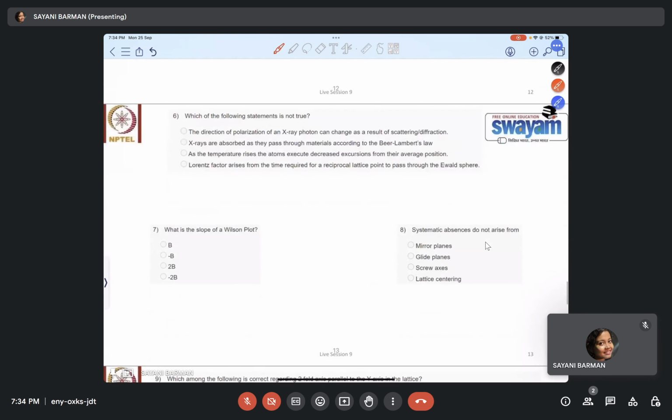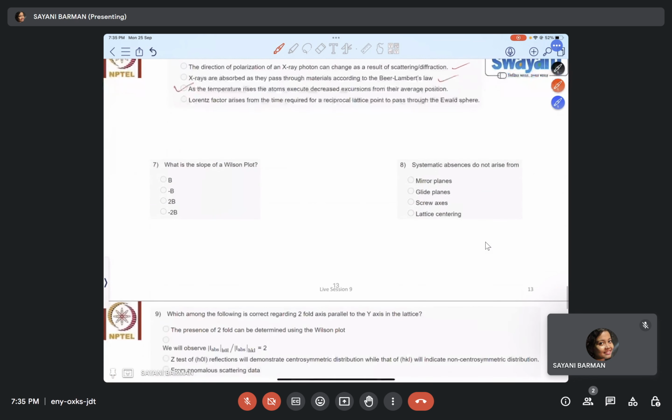Moving forward, which of the following statements is not true? The direction of polarization of an X-ray photon can change as a result of scattering and diffraction. Yes, it's true. X-rays are absorbed as they pass through materials according to Beer-Lambert's law. Yes, of course, that's the absorption. As the temperature rises, the atoms execute decreased excursions from their average. No, it should be increased excursions, right? This should be the answer. This is not true.